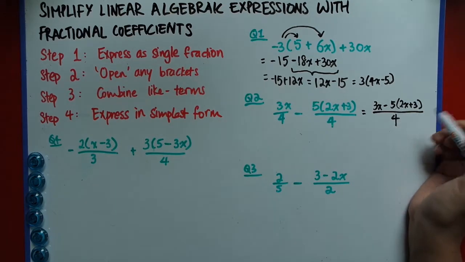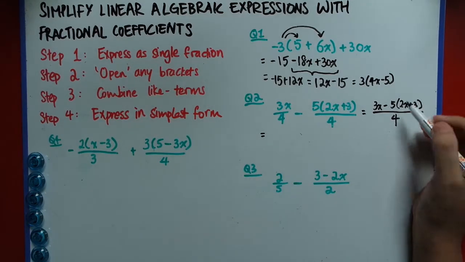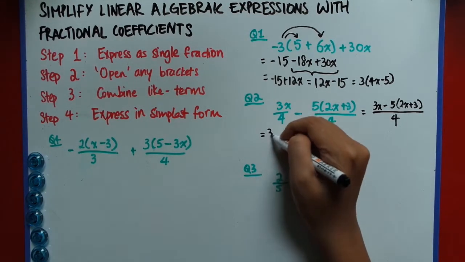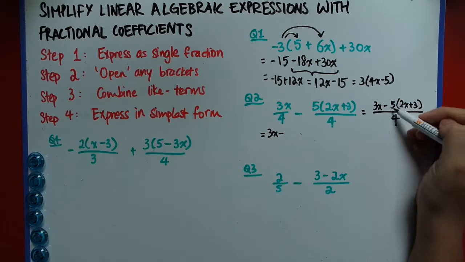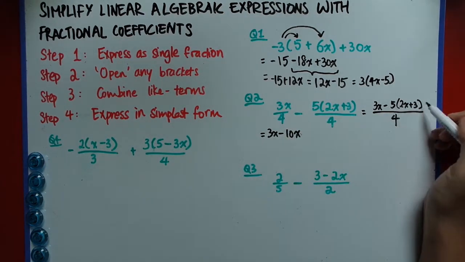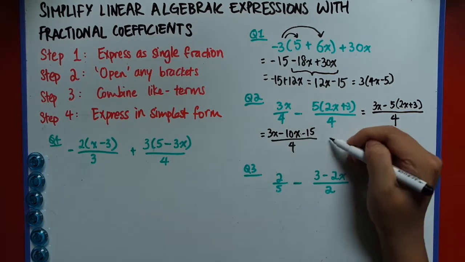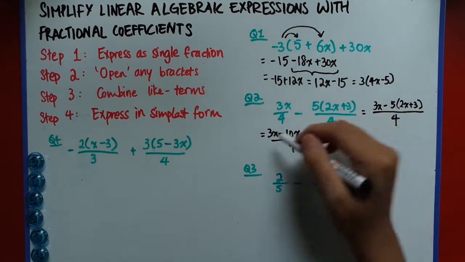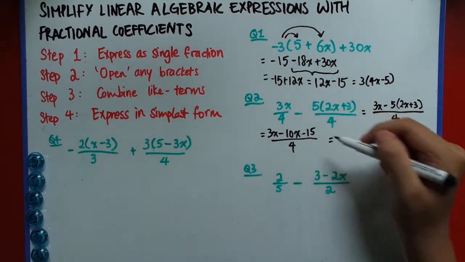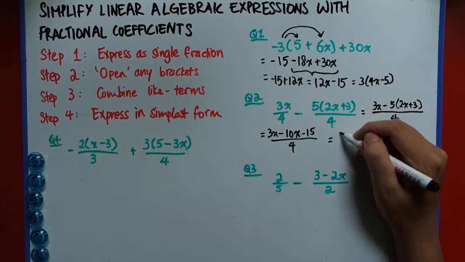Now the next step I want to do is to open up brackets. I'll write it here so as to save space. I'm going to open up this bracket. Minus 5 times 2x is minus 10x. Minus 5 times 3 is minus 15 over 4. Again, I just have to combine like terms. So 3 minus 10 is negative 7.